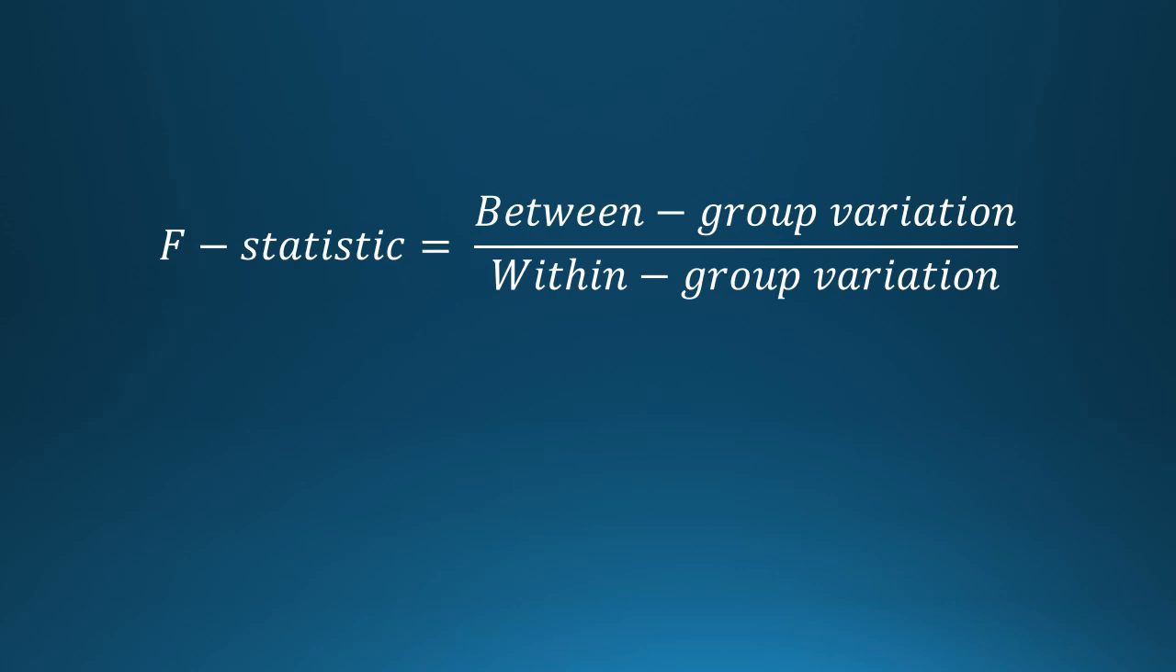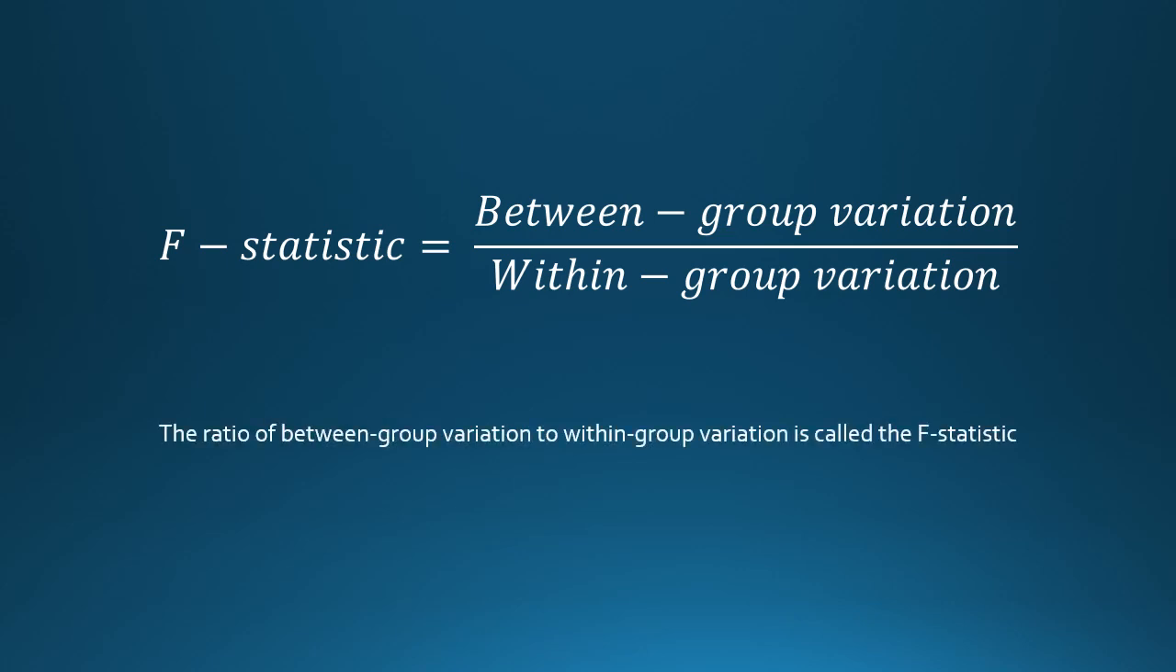The F statistic is a ratio, so when F is larger, between group variation is larger than within group variation, which indicates a real difference between group means. When F is small, the between and within group variations are similar, indicating that there is little or no evidence of a significant difference.